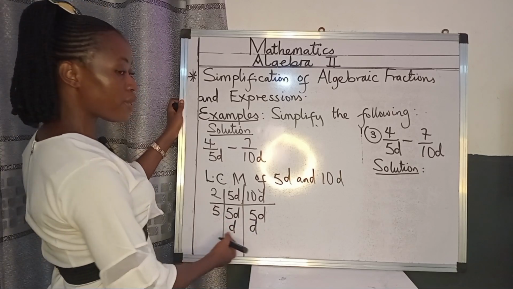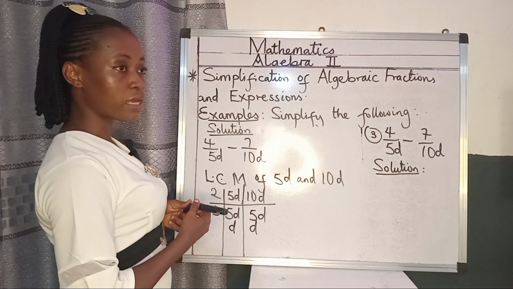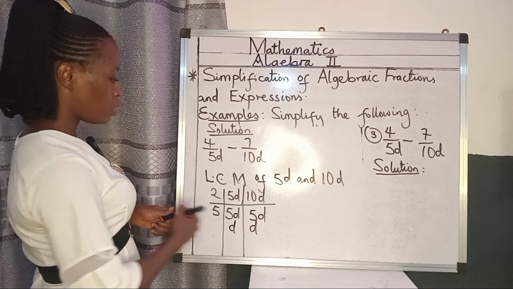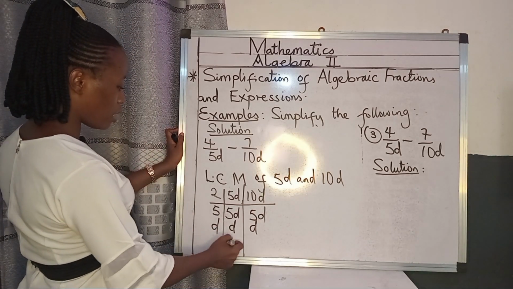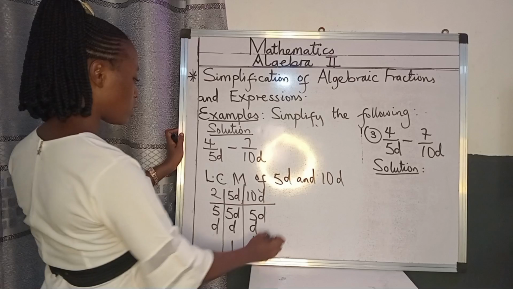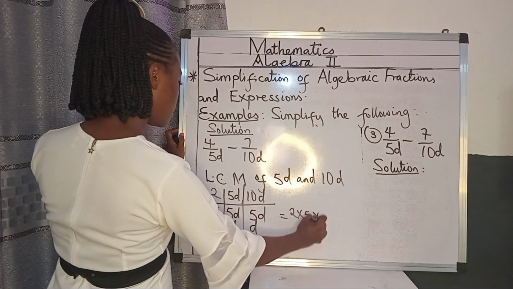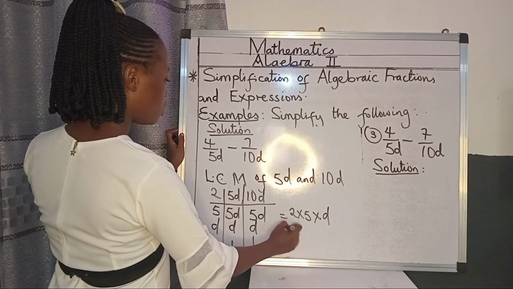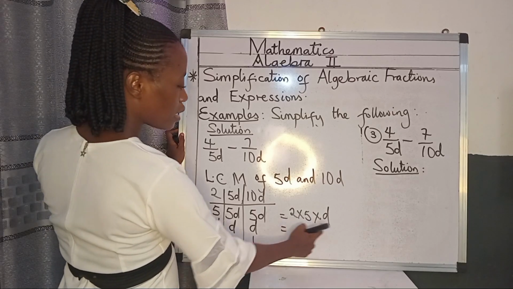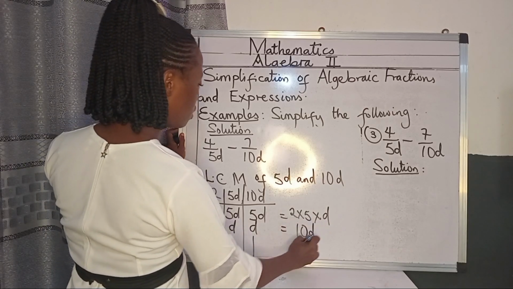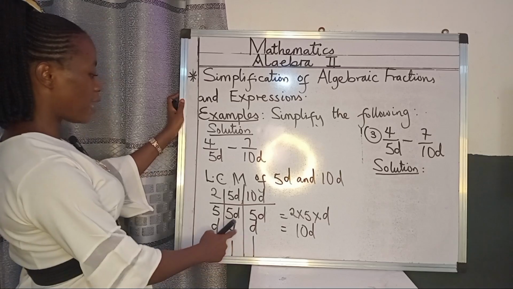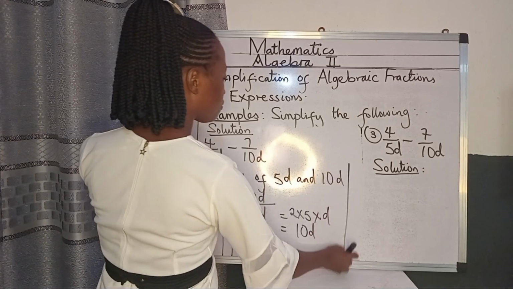Remember, if you're using this method for finding LCM, you must arrive at 1, 1. So I'm left with d now. D here is 1, d here is 1. All right, so my LCM is going to be 2 times 5 times d. 2 times 5 is 10. 10 times d is 10d. All right, so now my LCM is 10d.